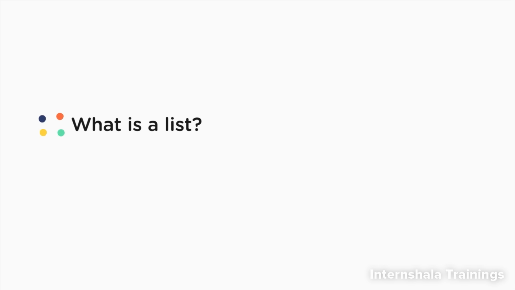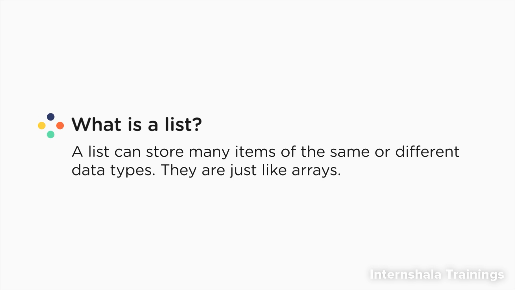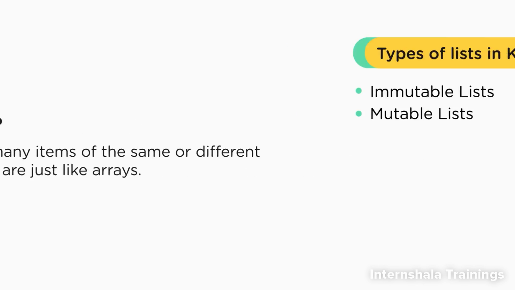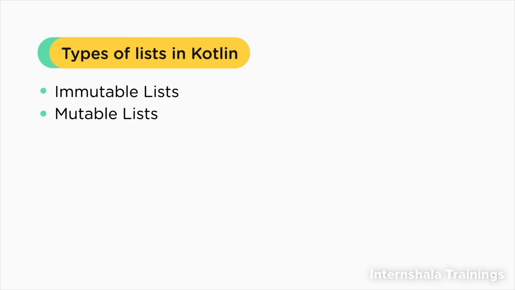So what is a list? Lists are just like arrays. That is, they can store many items of the same or different data types. There are two types of lists in Kotlin: immutable lists and mutable lists. Let's look at immutable lists first.